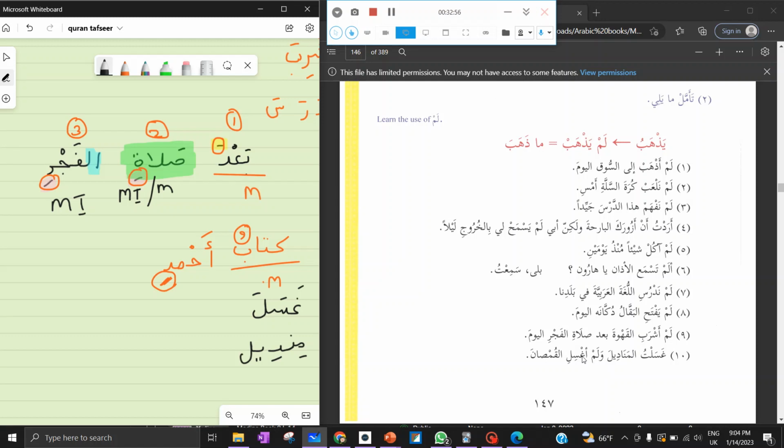Walam aghsilil qumsan. Walam aghsil, and I did not wash. This is fi'l mudare. And why is it a kasra? Because of the two sakin meeting. Qumsan, the shirt. I did not wash my shirt. So these are the rules for mamnu min as-sarf. I think this is clear for you.